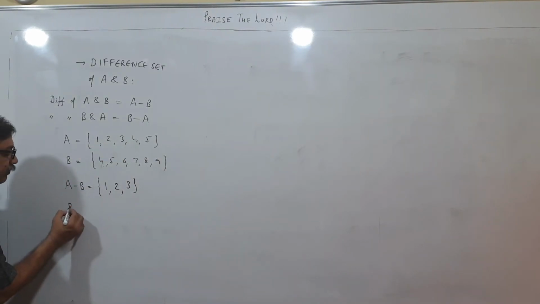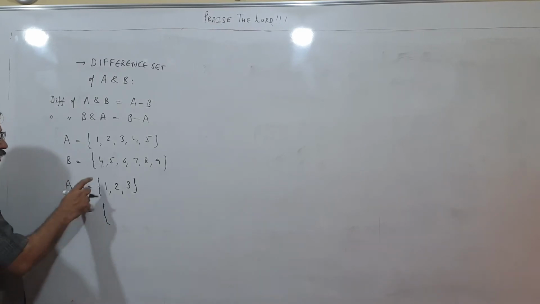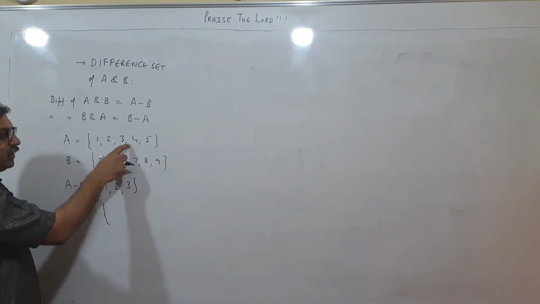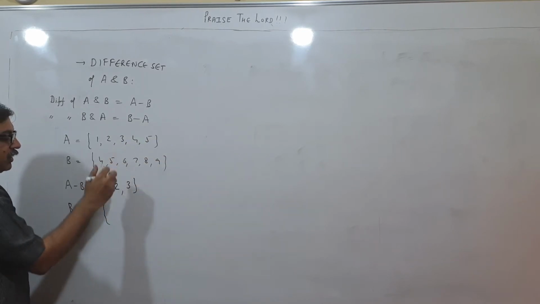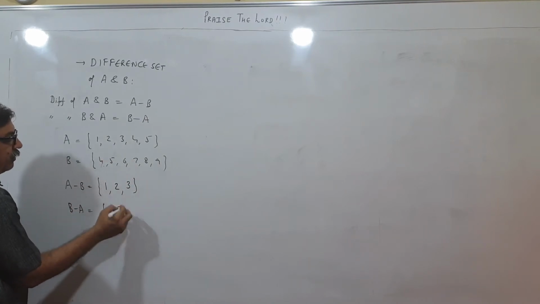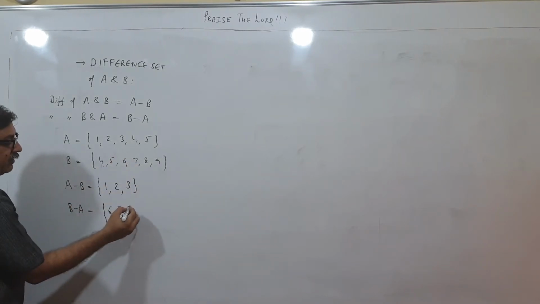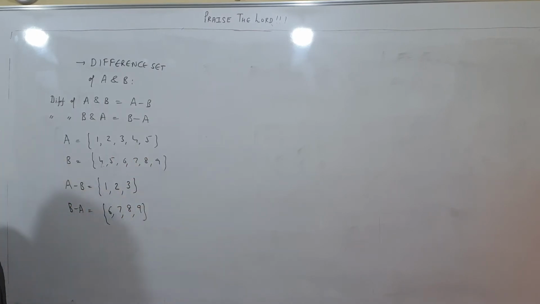And if I want to find B minus A, so first is B, so I keep eyes on B. 4 is here, is it here? Yes, cut out. 5, cut out. 6 is here, not here, so 6 I will write. 7 here, not here, 7 can come. 8 here, not here, 8 can come. 9 here, not here, 9 can come. So that is A minus B and B minus A.